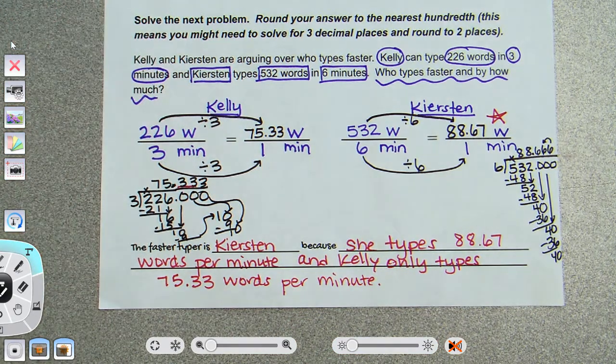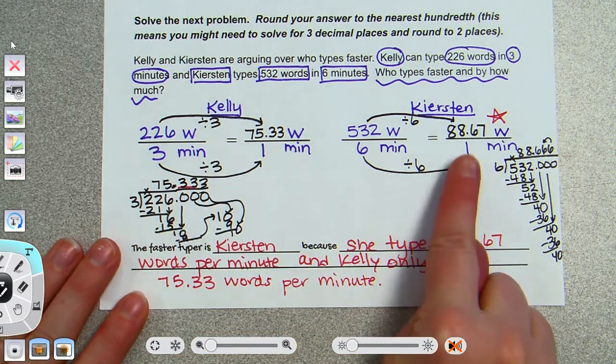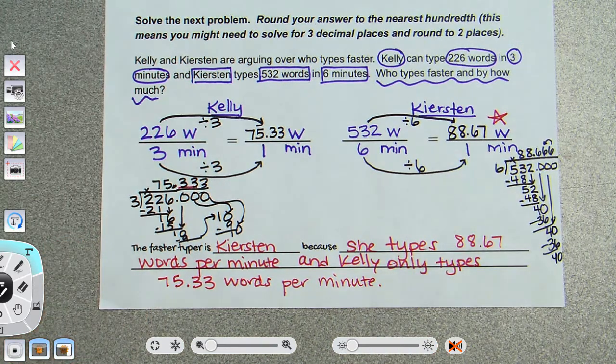Okay. So that was a lot of math there. We solved 2 problems in one. We got a unit rate for Kelly, a unit rate for Kirsten, and then we could compare them. Feel free to pause this, rewind this, watch this as many times as you need to, and I can't wait to see what your notes look like.